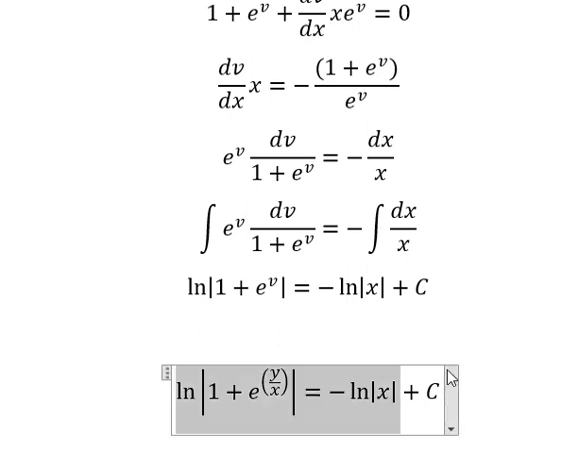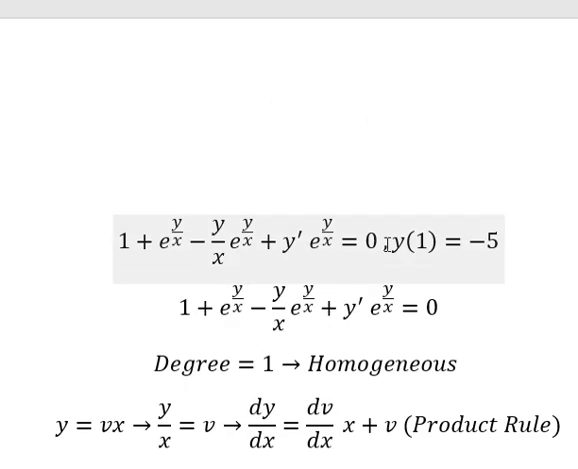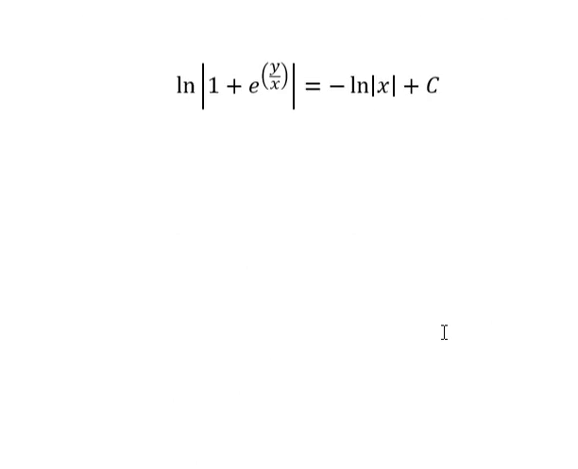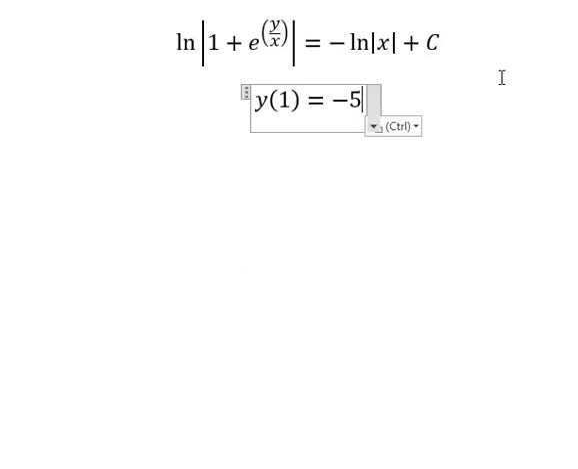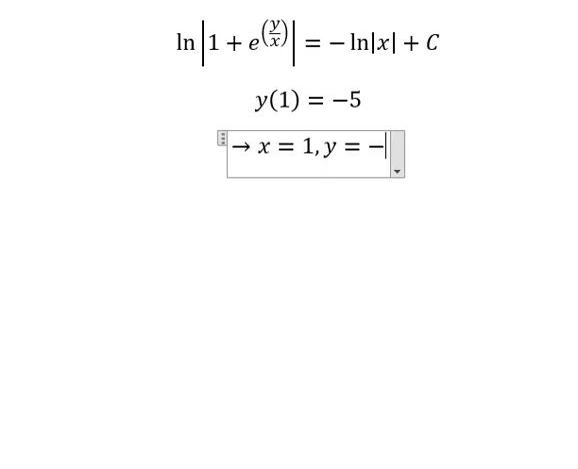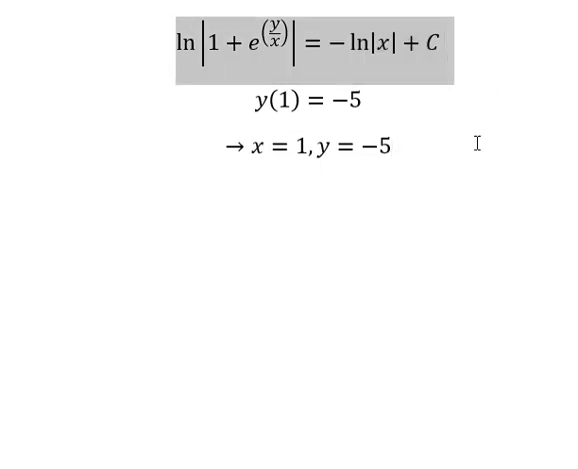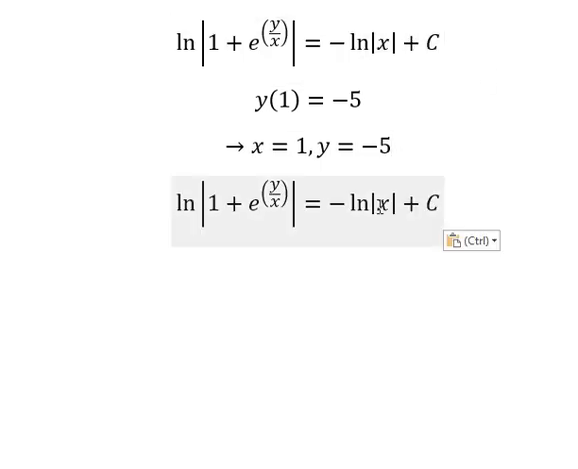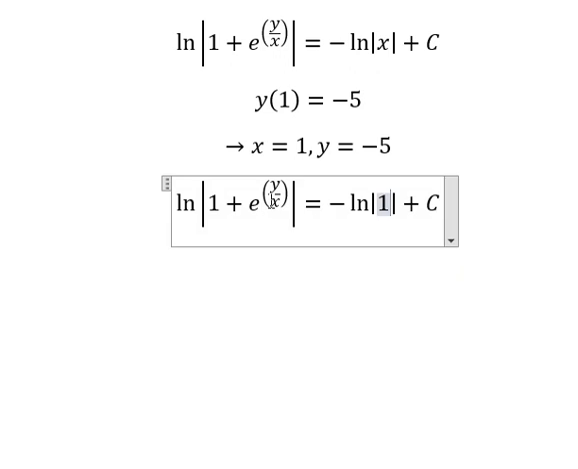About the conditions, we need to have this one. So that means when x equals number 1, y equals negative number 5. So I will put number 1 here, number 1 here, negative number 5 here.